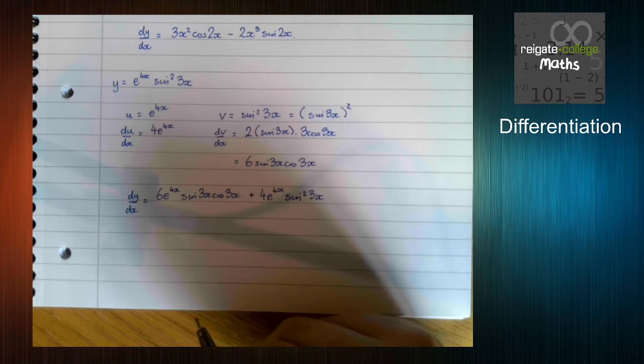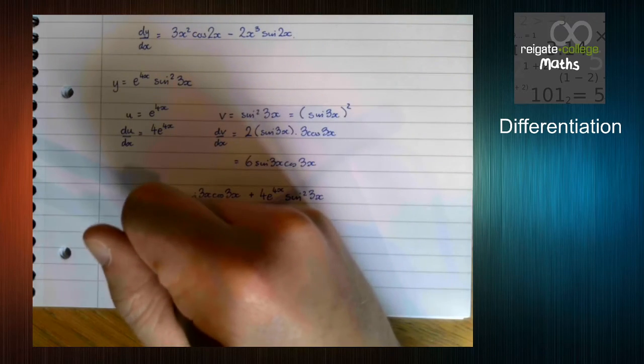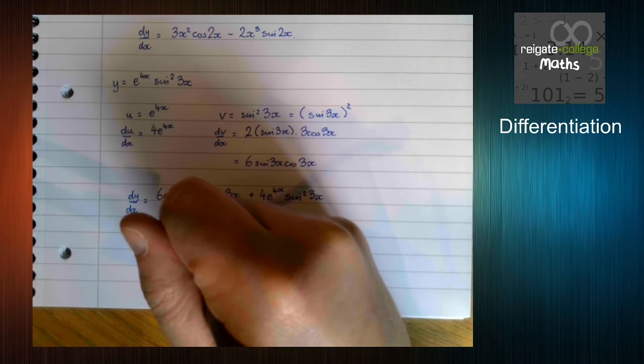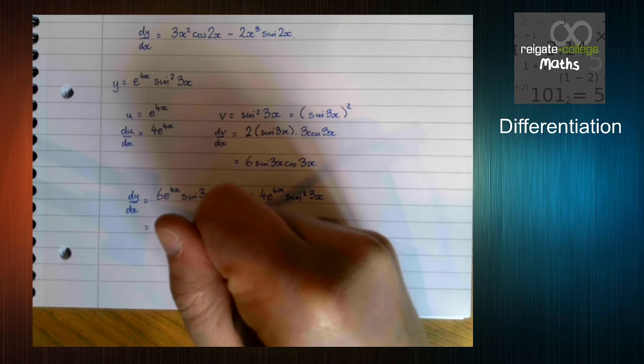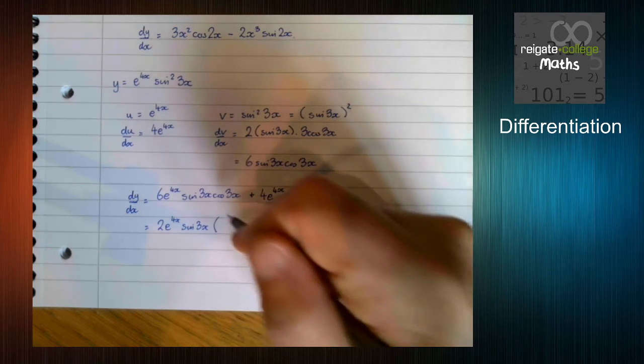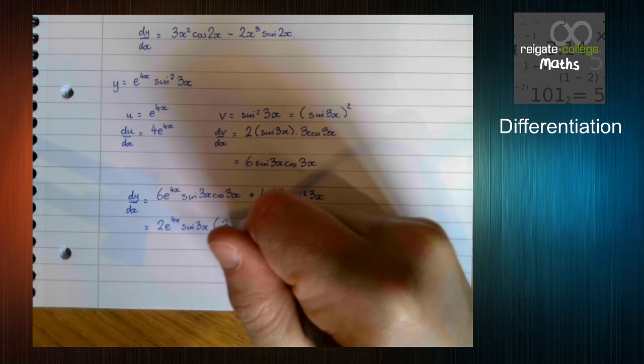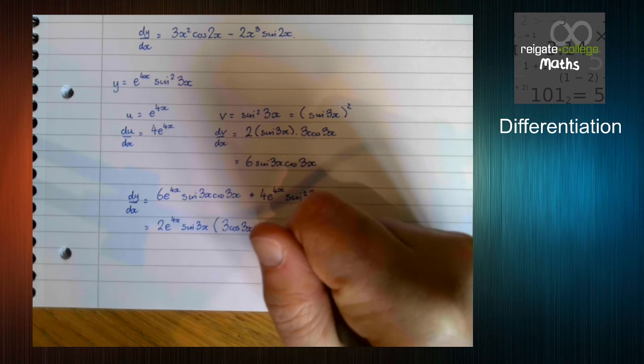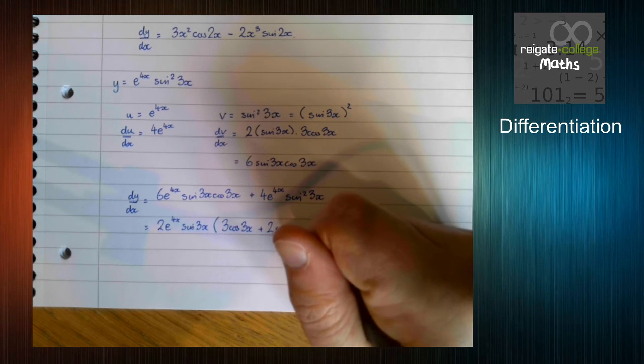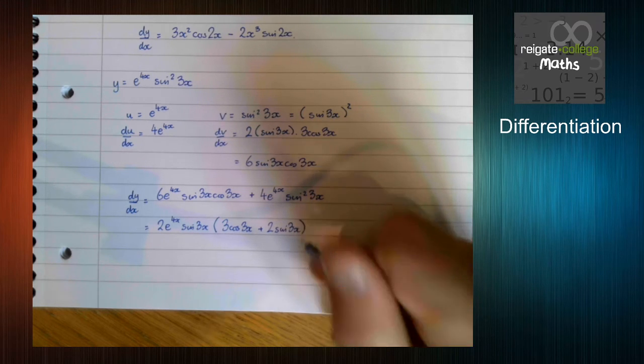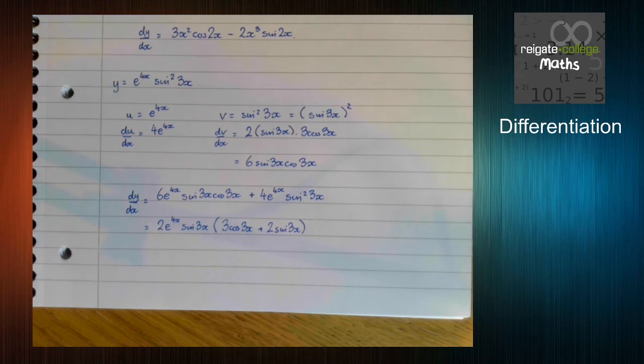Again, we could factorize this if we wanted to. We can see we could take out a 2e to the 4x sine 3x. And then we're left with 3 cos 3x plus 2 sine 3x. But again, that's only really useful if you're trying to find stationary points.